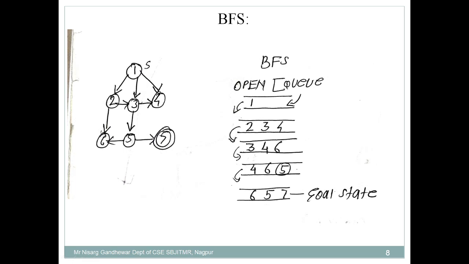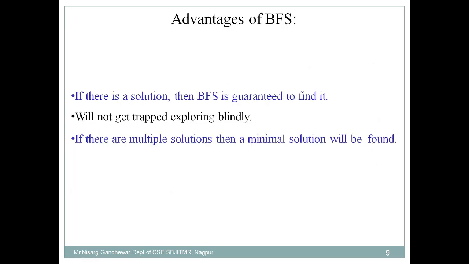Now the next uninformed search technique is depth first search. But before this, let us discuss the benefits. What are the benefits of breadth first search? If there is a solution, then BFS is guaranteed to find it. Why is it so? Because in BFS we are visiting each and every node present in the graph or tree that we consider.